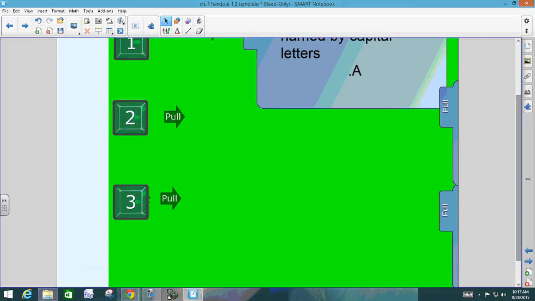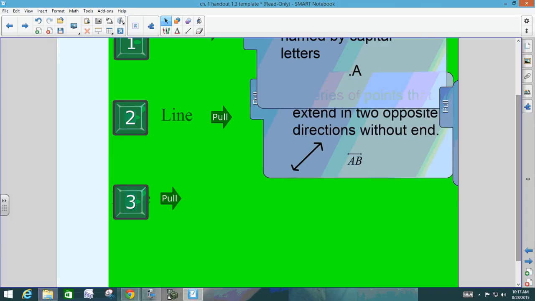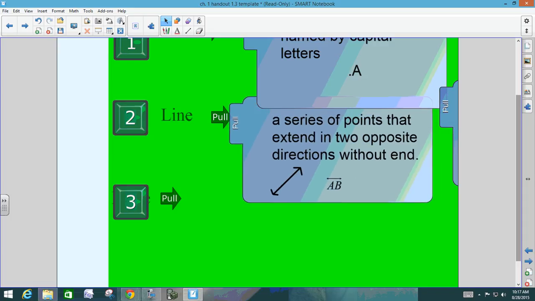A line is your second term. It is a series of points that extend in 2 opposite directions without end. Without end means it goes on forever. A line goes in both directions forever. It's a series of points.